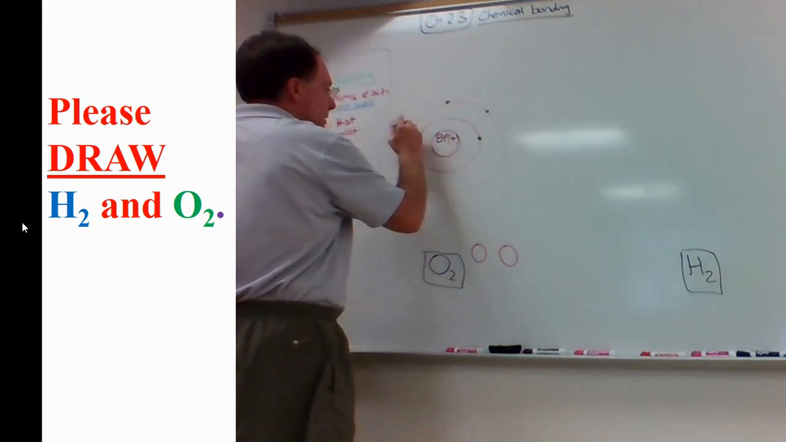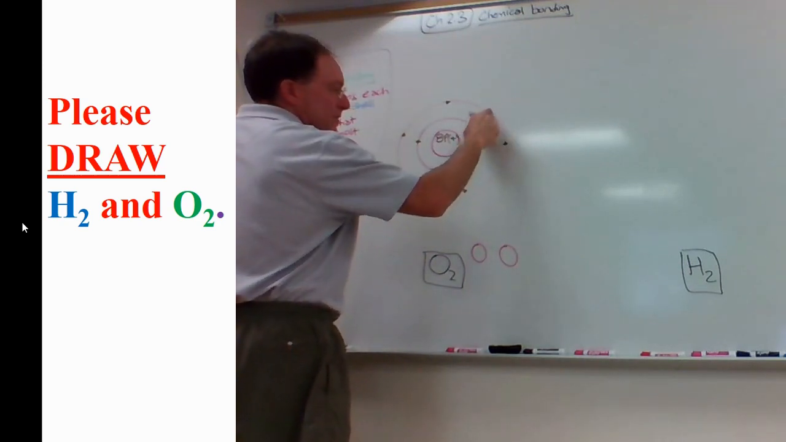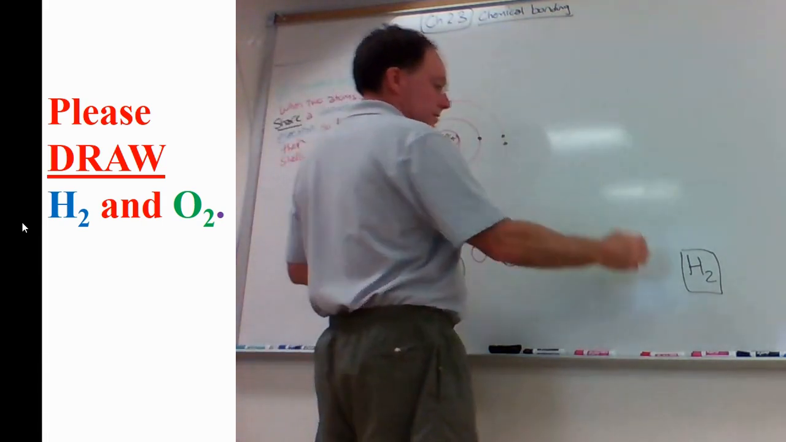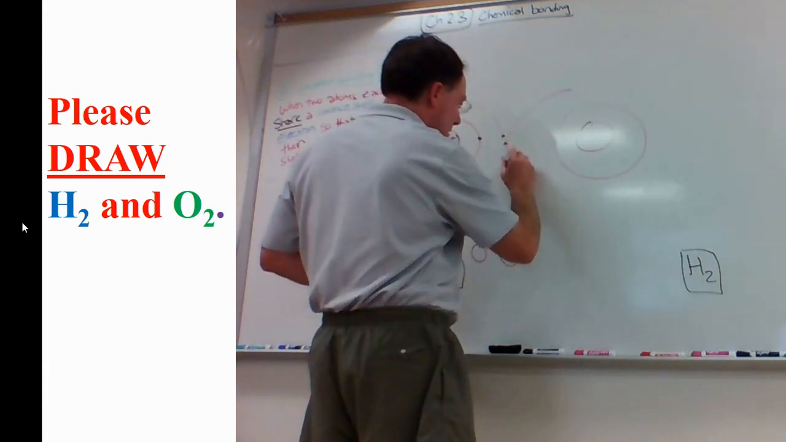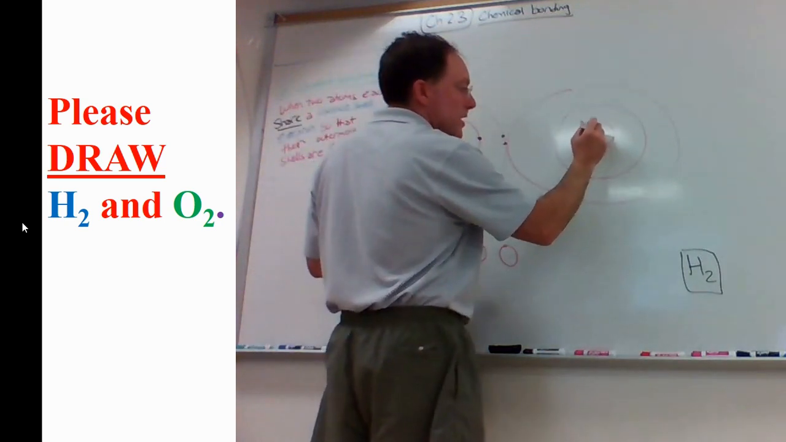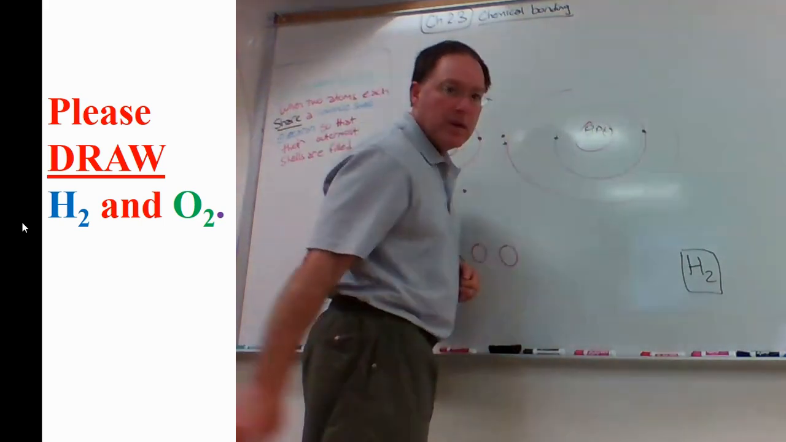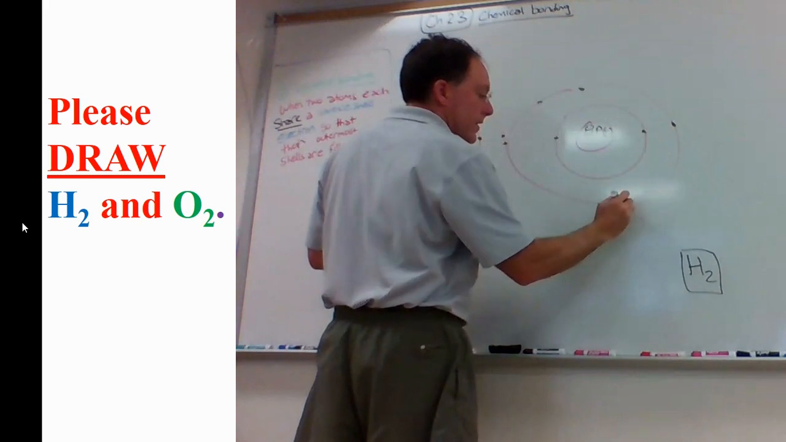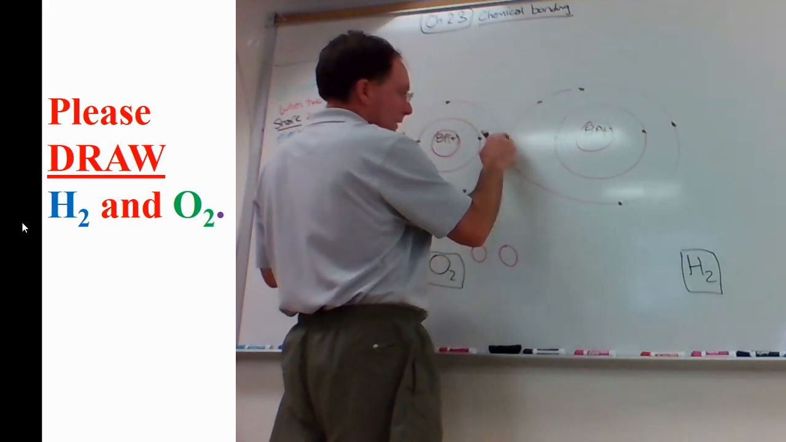1, 2, 3, 4, 5, 6. And I'm gonna actually put this guy right here. Well, let's draw another atom of oxygen. I know that it's going to have 8 protons in the nucleus, 2 electrons in the first orbital, and 6 in the second. 1, 2, 3, 4, 5, 6.